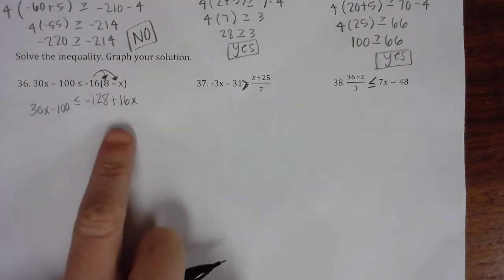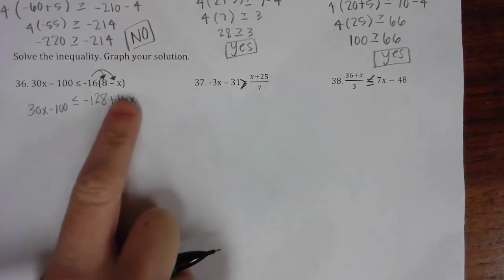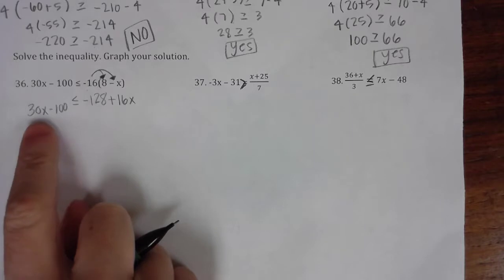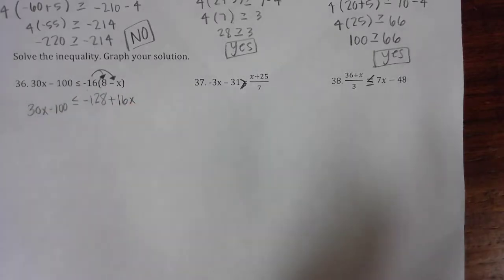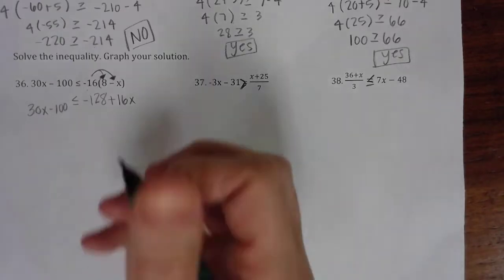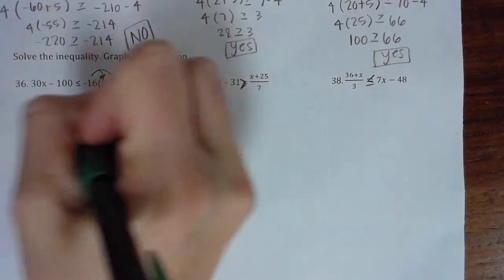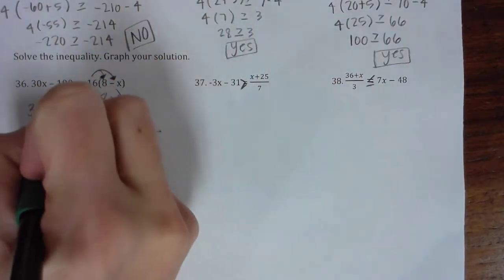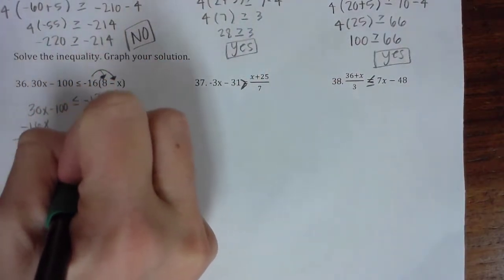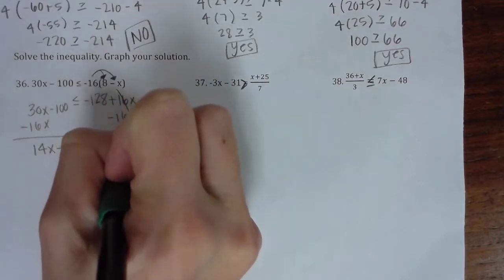So when I get ready to solve this, I want to move my variables together. You can either subtract 30x from this side or subtract 16x from this side. Either is fine, it doesn't matter. So what I'll do, I'll just subtract the 16x from both sides. 30x minus 16x will give you 14x. Bring down everything else.